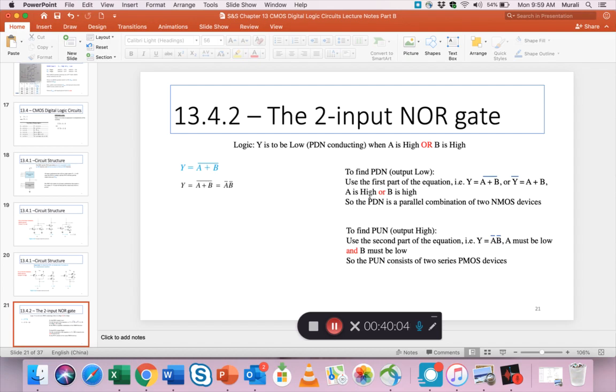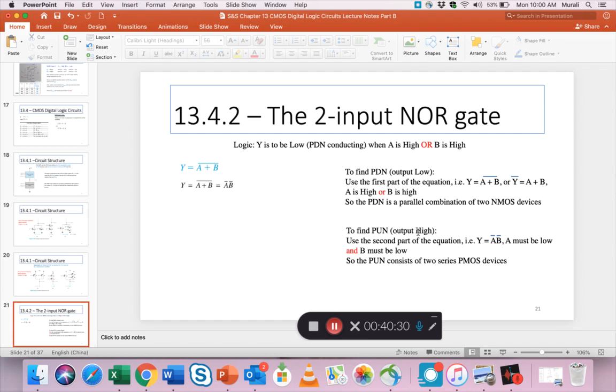And the type of devices that goes on when the input is high is the NMOS. It can't be the PMOS, right? The PMOS only goes on when the input is low. Okay, so let's look at the bottom now to find the PUN.